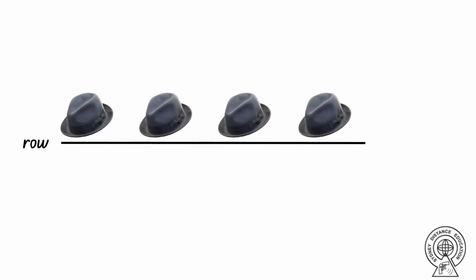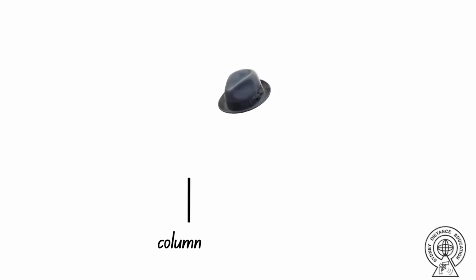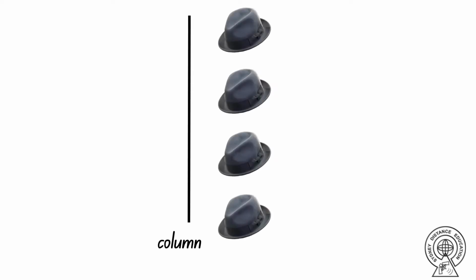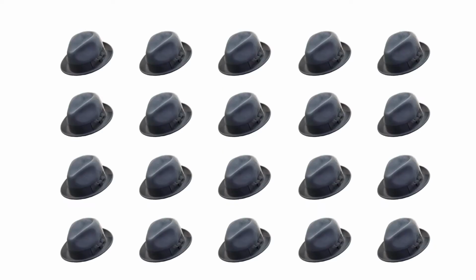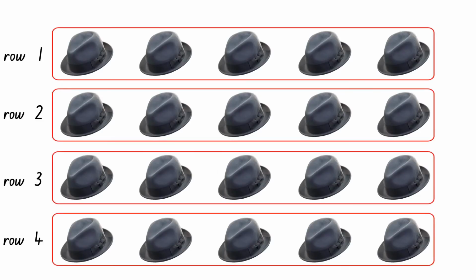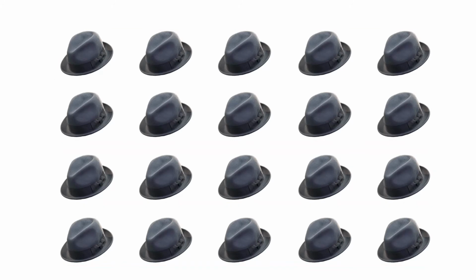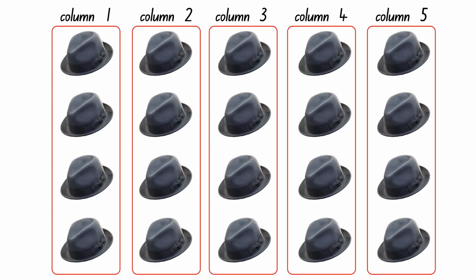Another way we can organize this group is to use an array. Now, an array groups objects into equal rows and equal columns. But what do we mean by rows and columns? Well, a row shows the objects going across in a line like this. And a column shows the objects going up and down like this. In the case of our hats, we have 4 rows with 5 hats in each row. But that's not the end of the story, because we can also describe this array by saying there are 5 columns with 4 hats in each column.